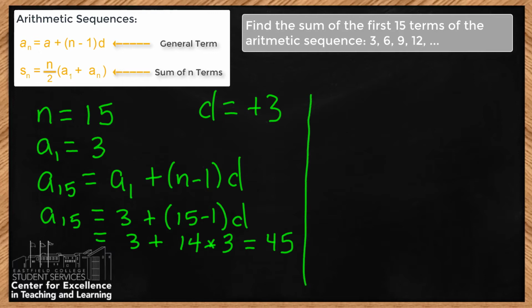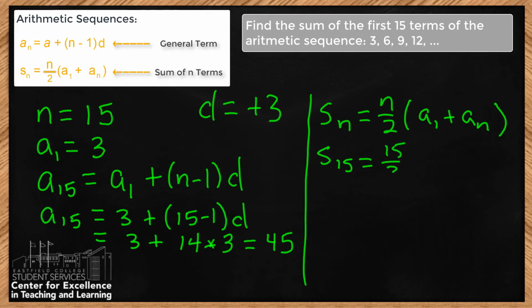The sum formula is Sn is equal to n over 2 times a1 plus an, and we can plug directly in everything we now know. We know that we're trying to find S15, so it's 15 over 2, and then we found a1 was 3, just by looking at the first term in the problem, and we found that a15 was 45. We had to calculate 45 using the common difference and the first term.